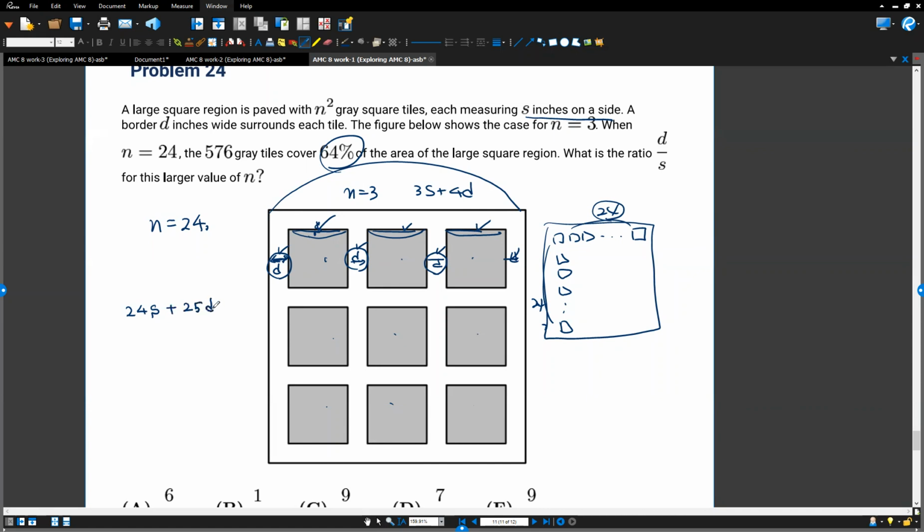This is the total area. When you make a square, this one times this one is a square. That's the area. What is the area of these squares? S squared, and how many do we have? 576 squares. All right, so it's 576 S squared. That is equal to 64%, which is 64 over 100.